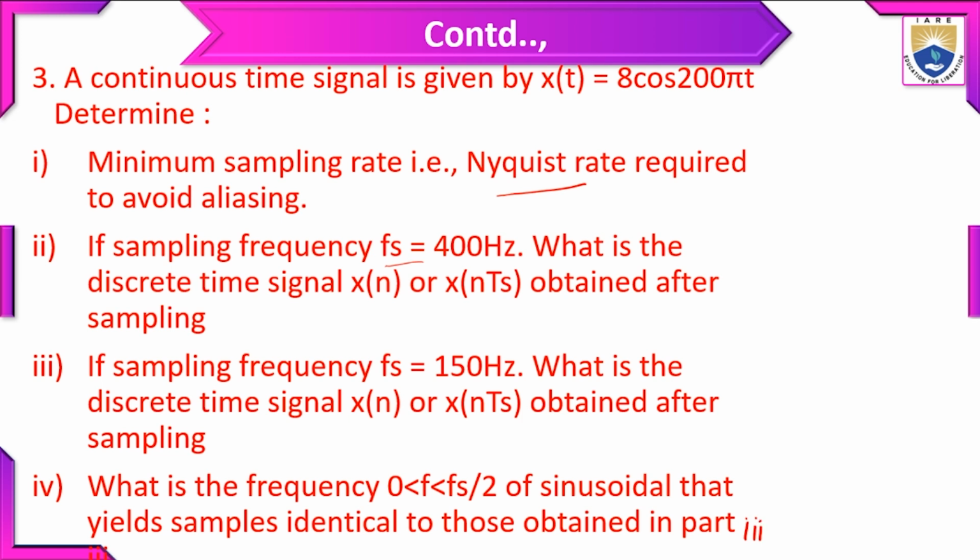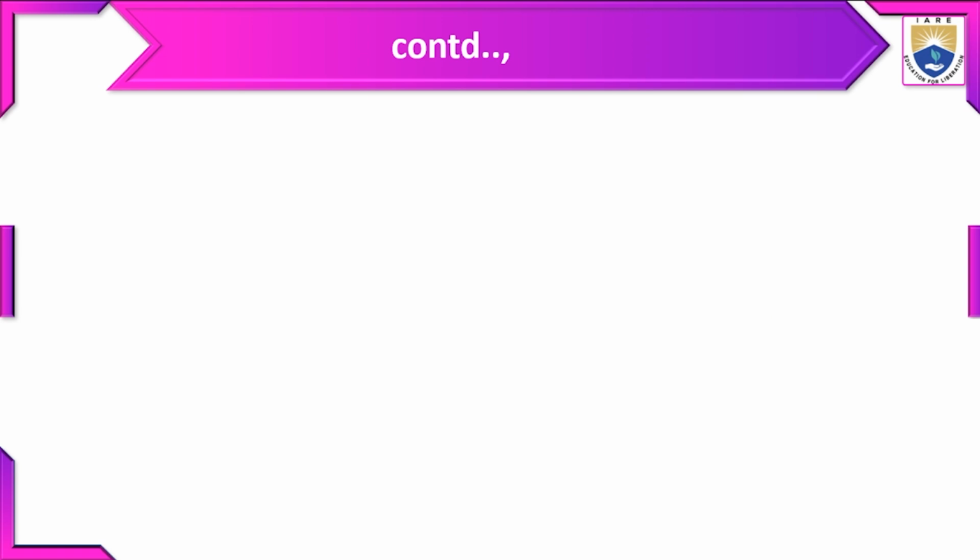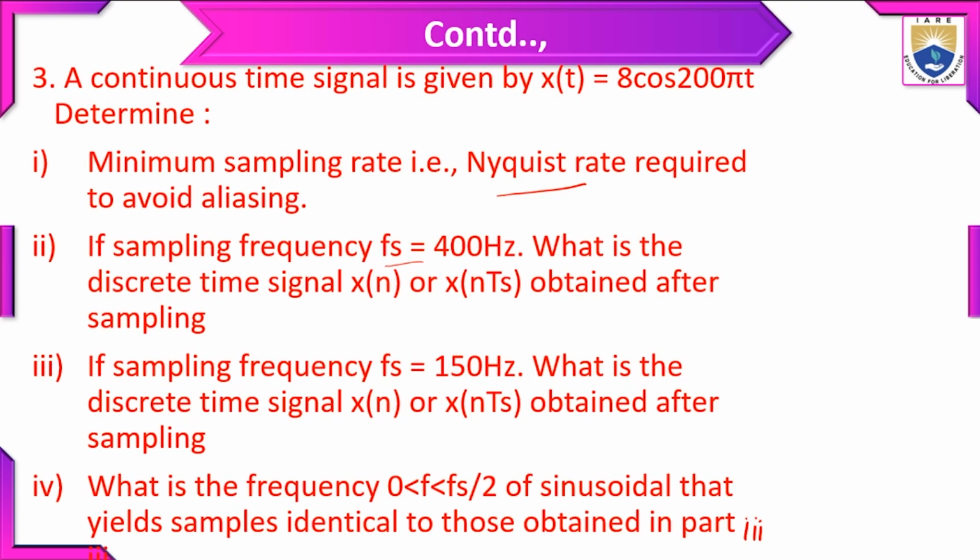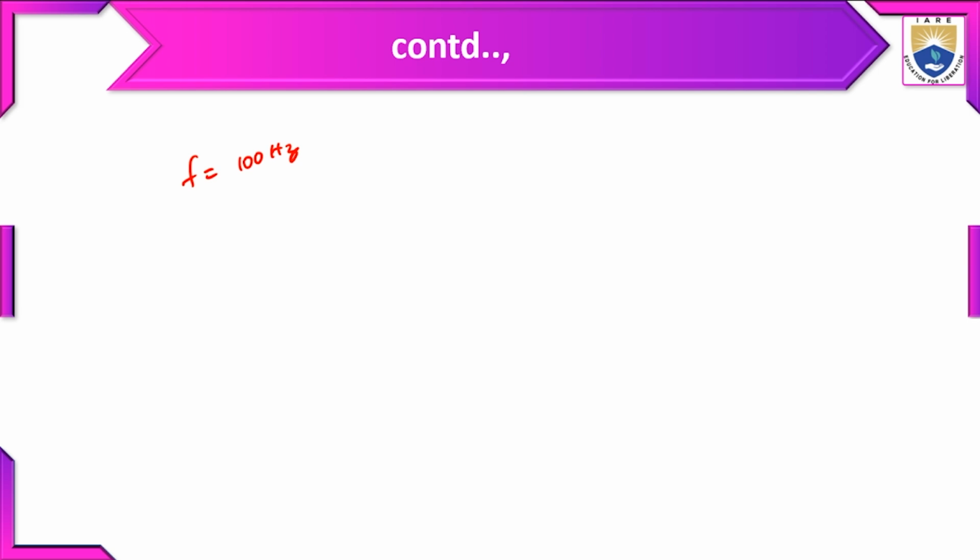Okay, so here we are taking the highest frequency component of the continuous time signal. So f is equal to 100 hertz. Once again you can see x of t is equal to 8 cos 200 pi t. Here the fm is nothing but 100, so f is simply 100.